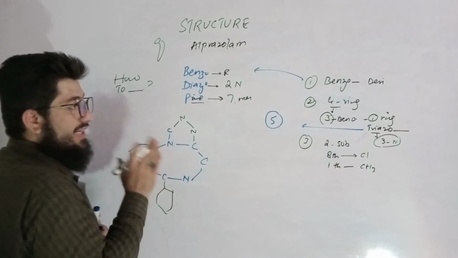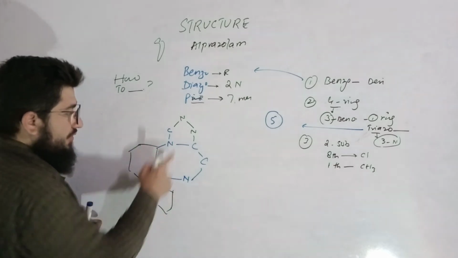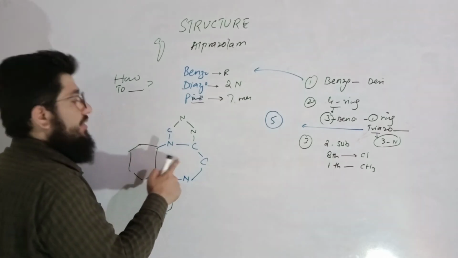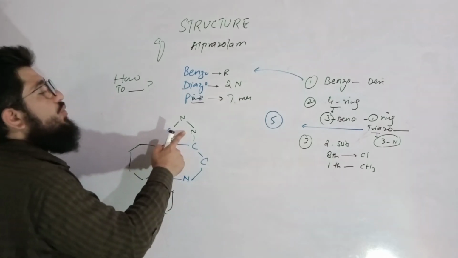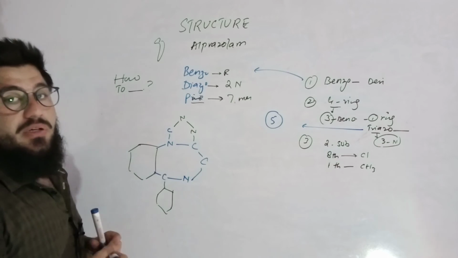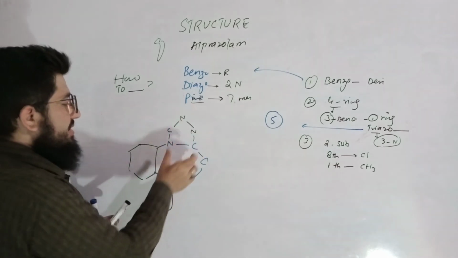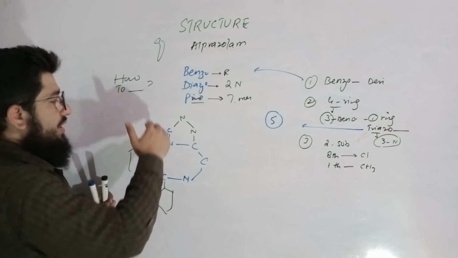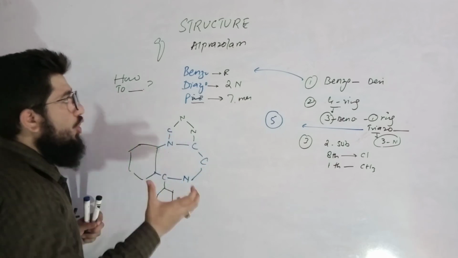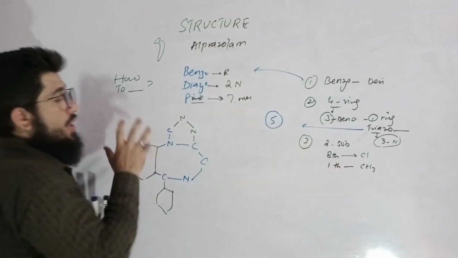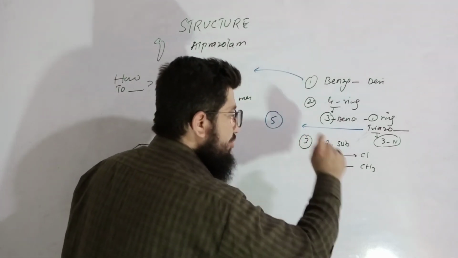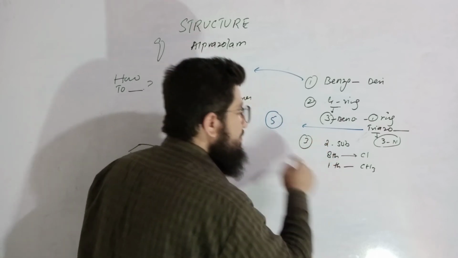For now, how many rings do we have? 4. 1, 2, 3, 4. Two are 6-member rings, the third is the 7-member ring, and this fourth one is the 5-member ring. So here we have 5 members, 7 members, 6 and 6. Till now we have drawn the core of alprazolam, about half of the structure. What's remaining is the third point. Here we're talking about these 2 substitutions on the 8th and 1st positions.